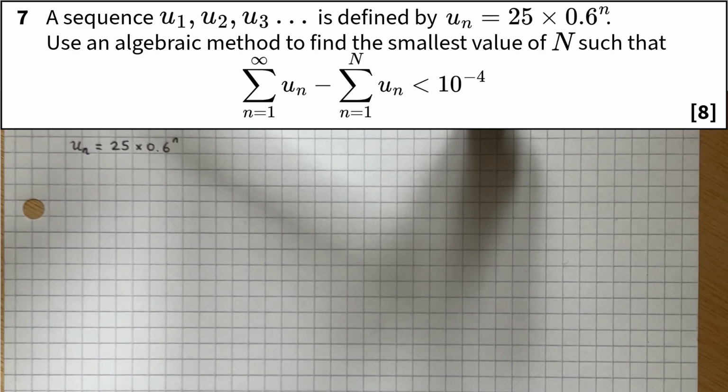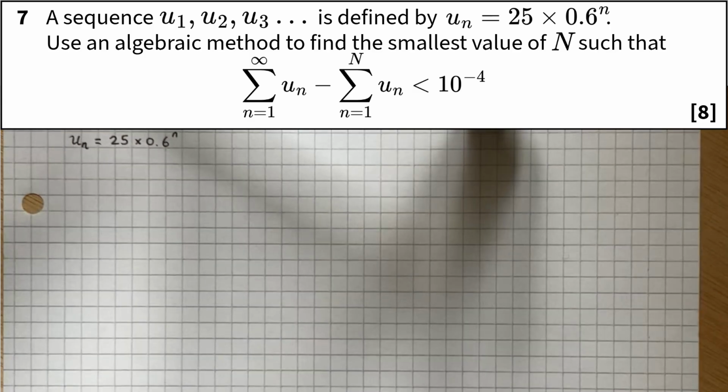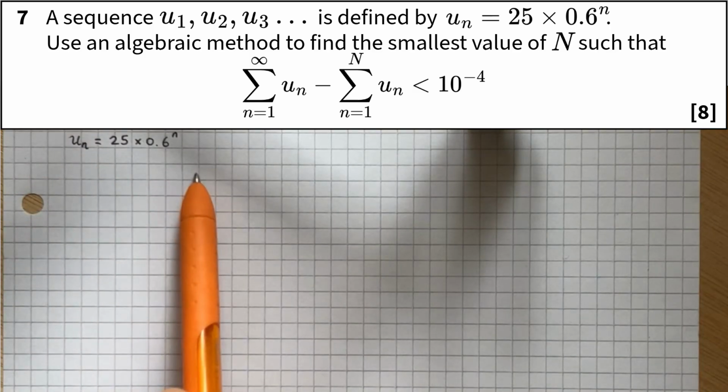There may be some trepidation about summation notation, but with a bit of concentration, this question's quite nice. We're given a sequence in the question, and we have to use an algebraic method to find the smallest value of n such that this property in the question is true.